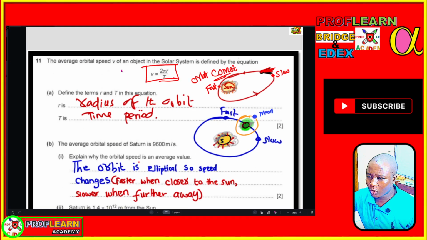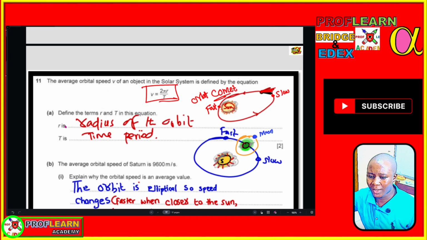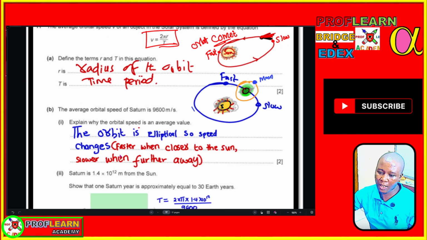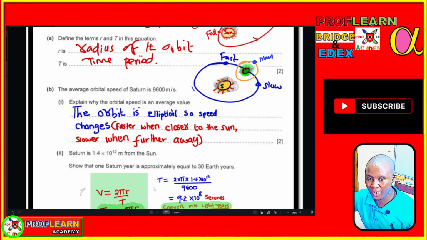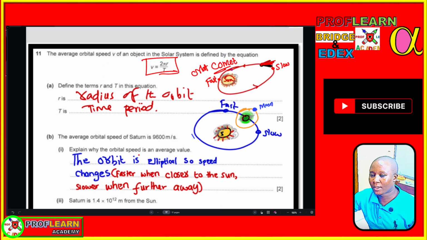In this question, students were supposed to identify what r means. r is the radius of the orbit, and T is the time period. Time period is the time it takes an object to make one complete cycle or one complete revolution. Then we have another part of the question that asks why the orbital speed is an average value. Remember, I mentioned that the object is not going to have a constant speed.